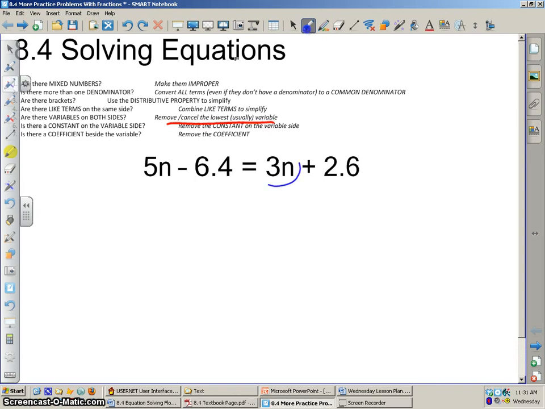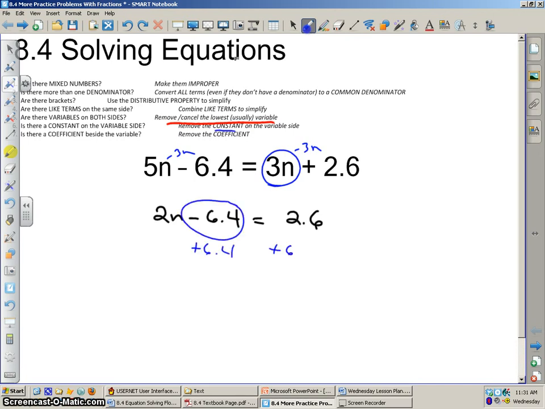The lowest one would be 3n. So we would use negative 3n on both sides. And that gives me 2n - 6.4 = 2.6. And then on the other side, we go to step 6. Is there a constant? Remove the constant. So here's the constant. We would use a positive 6.4 to get rid of that.